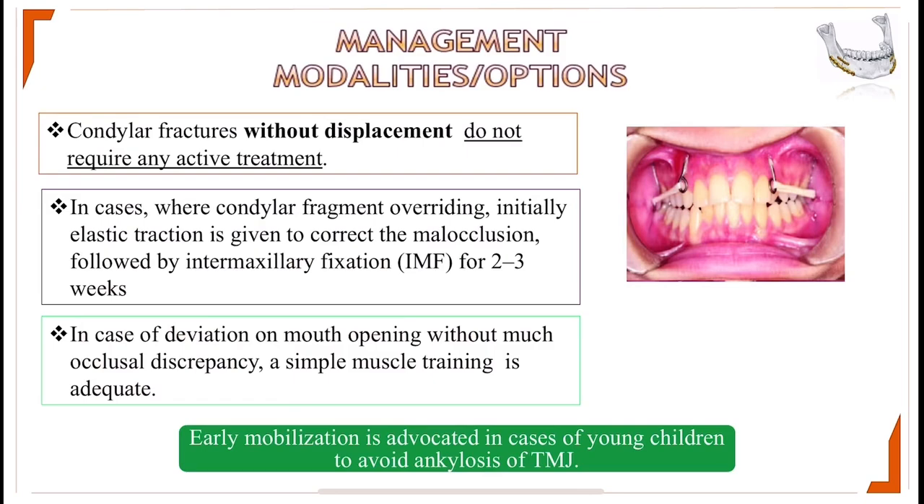In cases where condylar fragment overriding is seen with alteration in ramus height producing malocclusion, initial elastic traction is given to correct the malocclusion, followed by intermaxillary fixation for 2 to 3 weeks. In case of deviation on mouth opening without much occlusal discrepancy, simple muscle training is adequate. And we should know that early immobilization is advocated in cases of young children to avoid ankylosis of the TMJ.